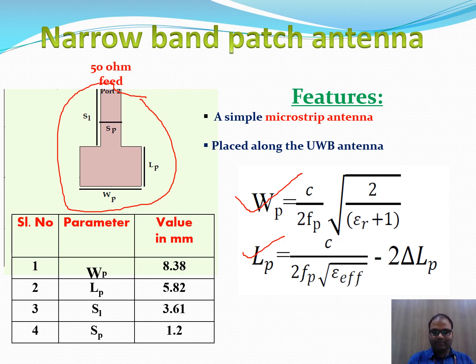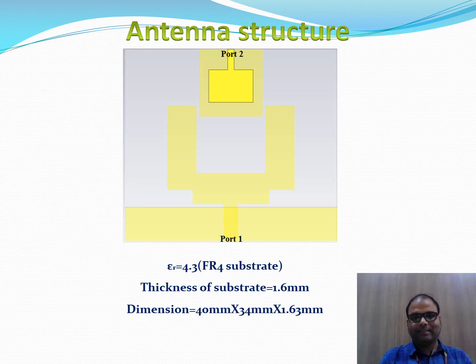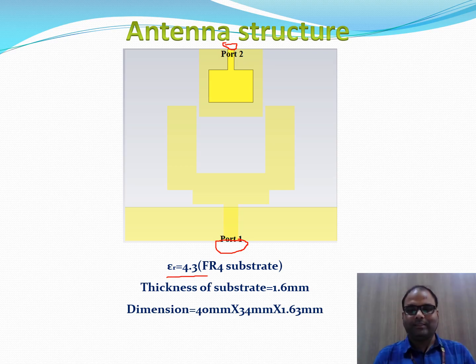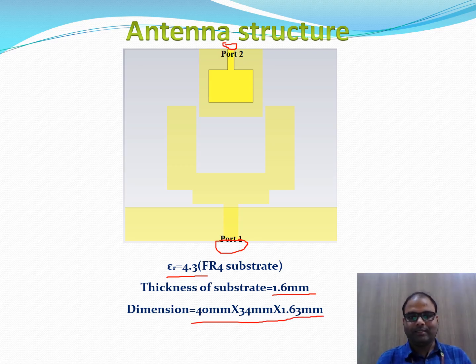Now how to place this? I am placing this one at the front side and this one also at the front side, but at the opposite side. That means I am feeding here the microstrip antenna and feeding here the monopole antenna. And what is my substrate? I have taken an easily available substrate, with permittivity 4.3 and thickness 1.6 millimeter. It is easily available in the market, and the dimension is very small, about 40 millimeter. So this dimension I have taken here.